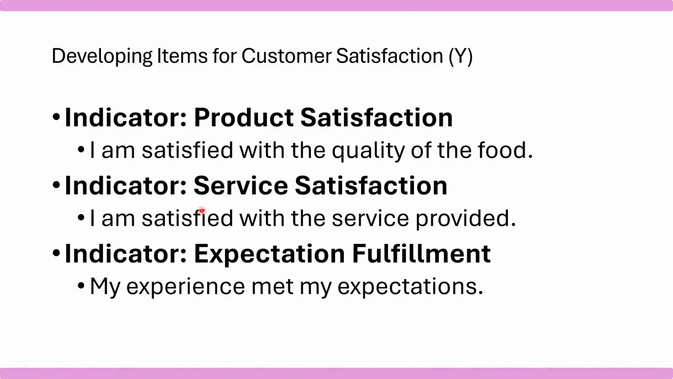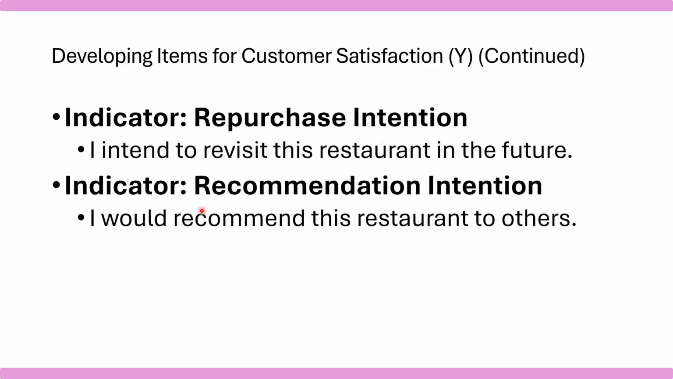The next example is for the Y variable. You can use, for example, "I am satisfied with the quality of the food." Then they can tick 4 or 5, depending on how much they agree, how satisfied they are about the quality of the food. This is the next example for the Y variable.